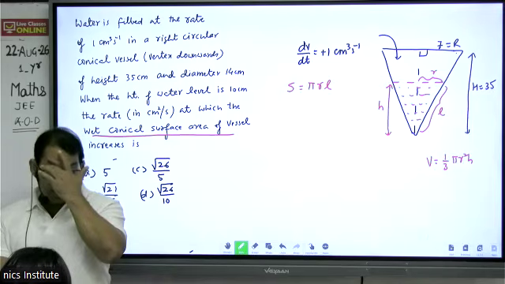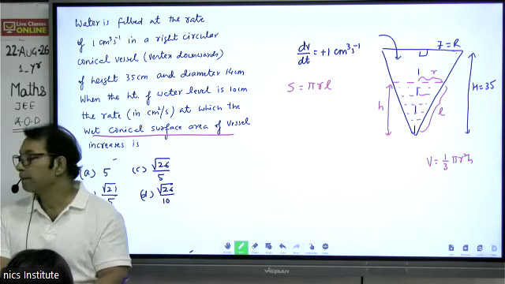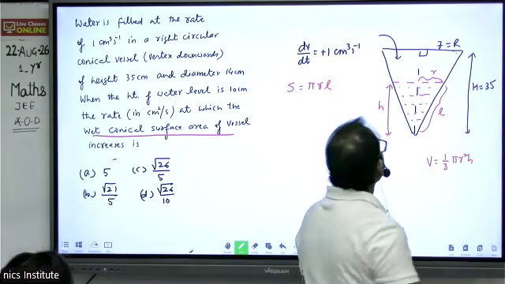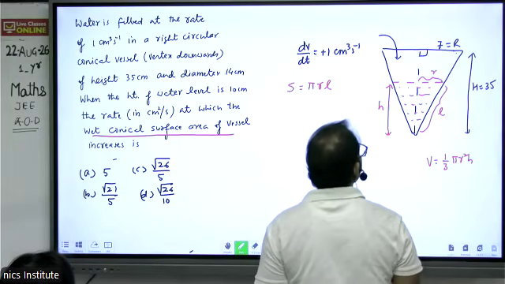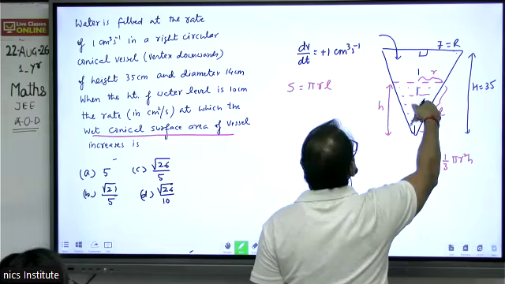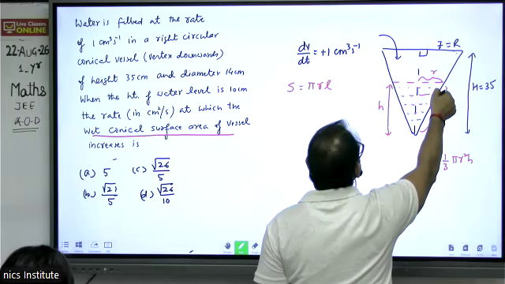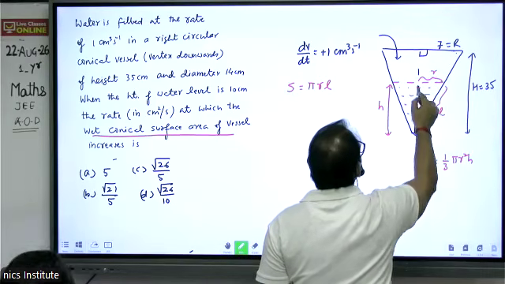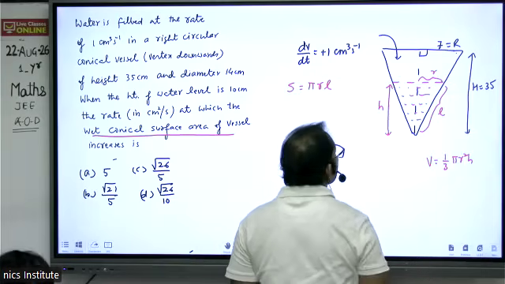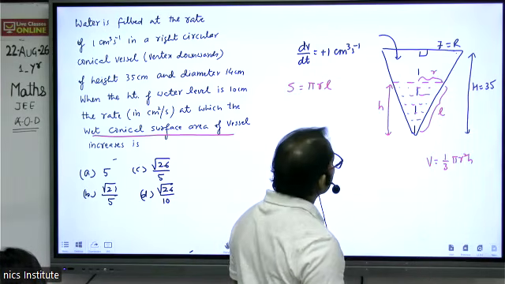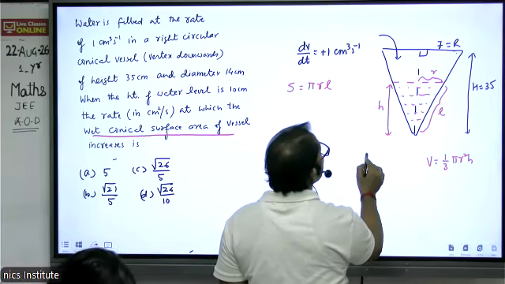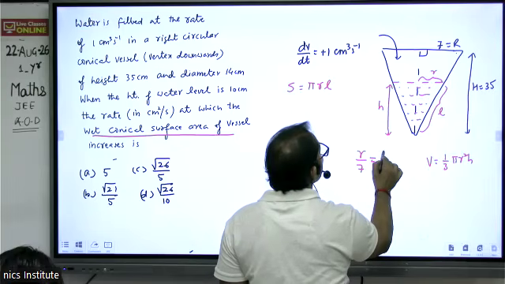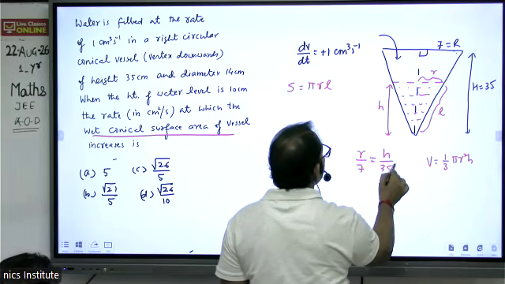So either you convert everything in terms of R. How can you do that? We can use similar triangles, right? This bigger triangle and this water triangle both are similar. That means R by 7 is equal to H by 35. Is it fine?